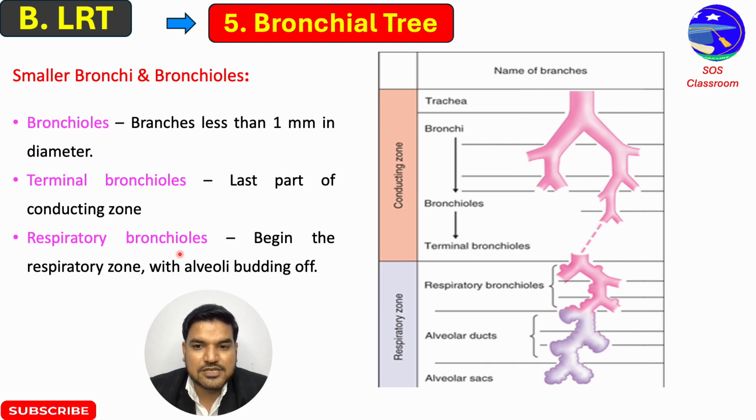And next is the respiratory bronchioles. Respiratory bronchioles begin the respiratory zone and continue till the alveolar sac, which have a budding of the alveoli or attachment of the different types of alveoli.